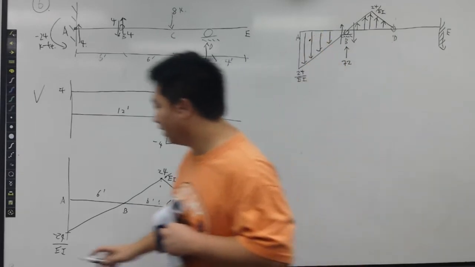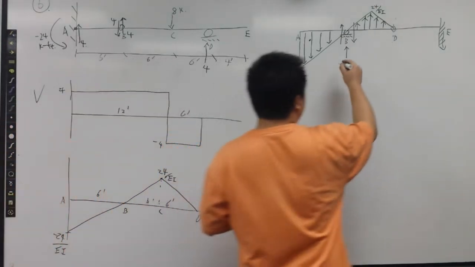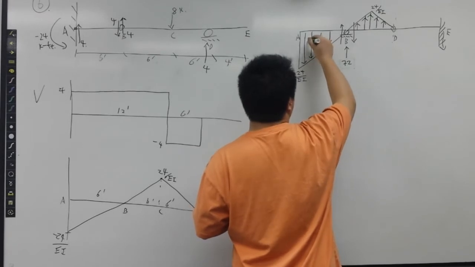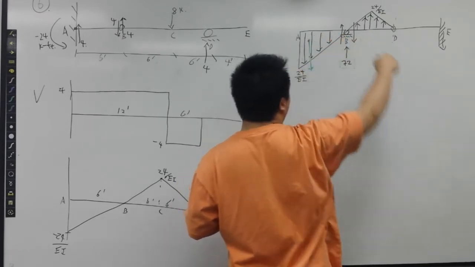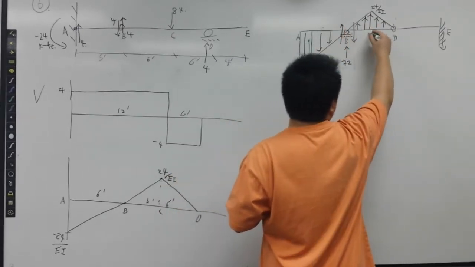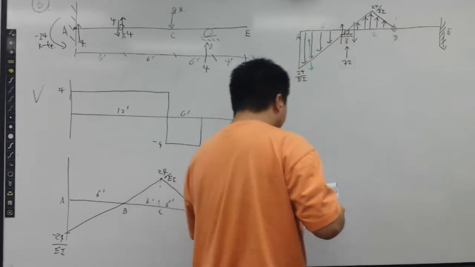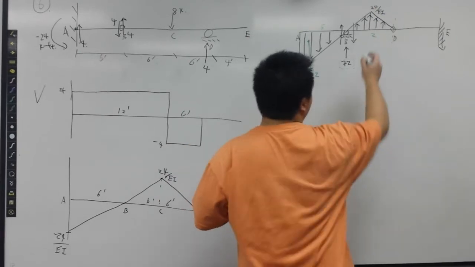I use different color. So the first picture was that right? Yeah. We have to convert this into a point load. 24 times, Chris, use your calculator because I didn't do this math. 24 times 6 divided by 2, how much? 72. This one is going up.